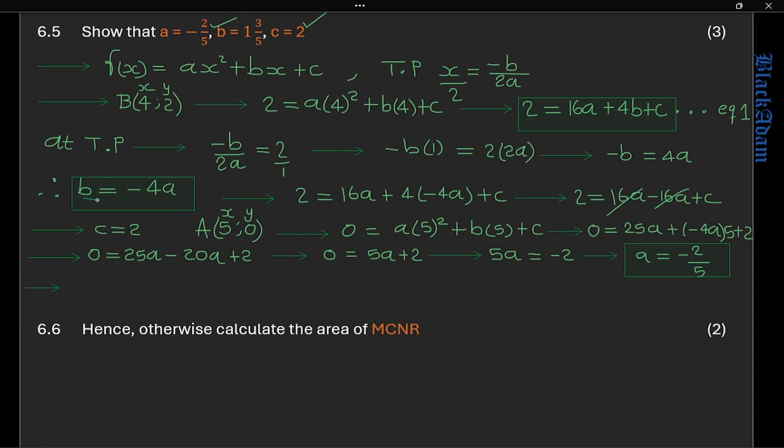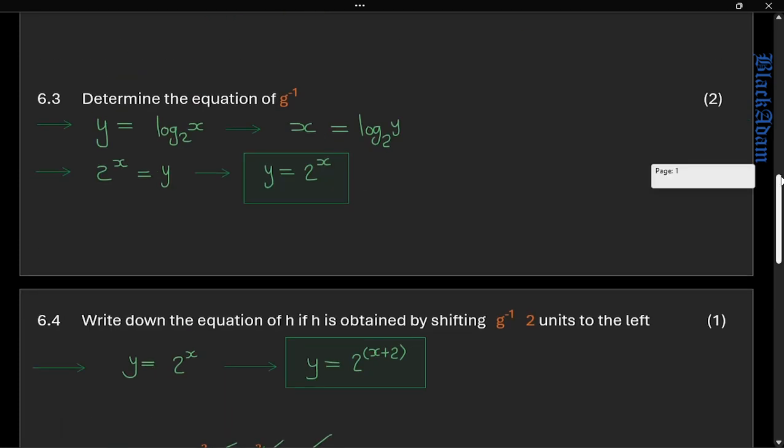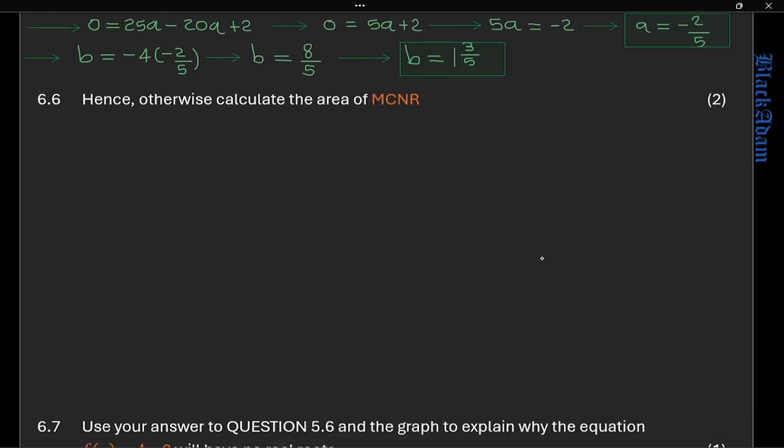So now let's look at b. For b, we have a, so b is going to be negative 4 times a, negative 2 over 5. That's our value for a. So that gives us b as positive 8 over 5. That can be simplified as b equals 1 and 3/5. So that's our final answer. And then we move on to the next question.